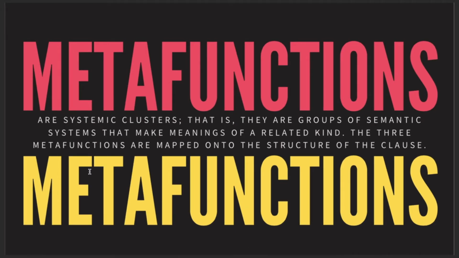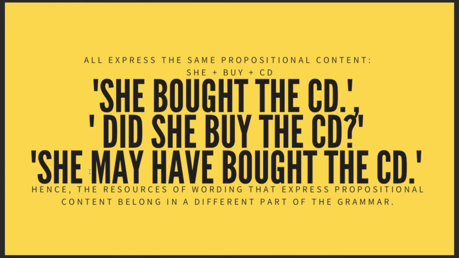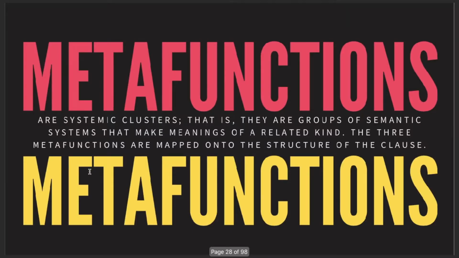Metafunctions. So again, the three broad functions that I have discussed, and when I say three broad functions, the examples, "she bought plus CD," come in three different forms. If you can observe, we have asking for information, giving information, etc. These categories are what we call metafunctions. So they are systemic clusters rather. It means to say that they are a group of wordings or particular syntax that have particular functions. That is, they are groups of semantic systems that make meanings of a related kind.